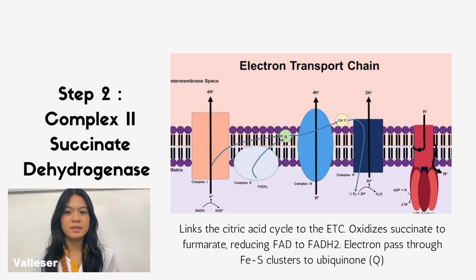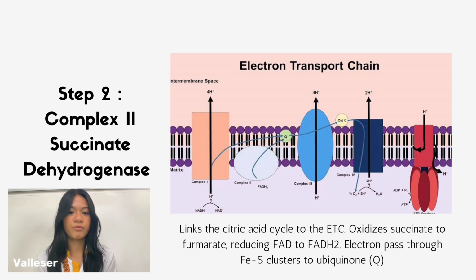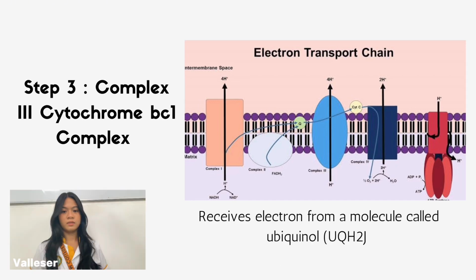Complex 2, steps 2 and 3. Unlike complex 1, complex 2 doesn't pump protons but delivers electrons directly to ubiquinone. The dual role of complex 2 ensures the integration of metabolic pathways with oxidative phosphorylation, highlighting its importance in maintaining electron flow and efficient energy production. This mechanism reflects mitochondrial adaptability in utilizing diverse fuel sources. The structural details of complex 2 provide insight into electron transfer within the protein complex.